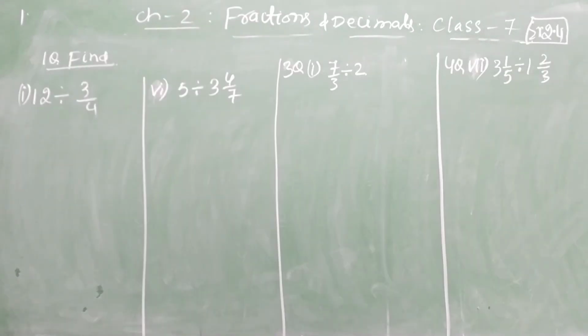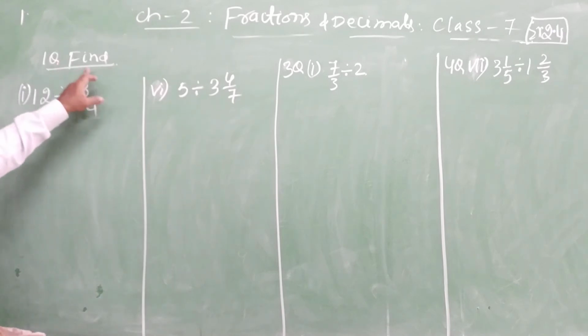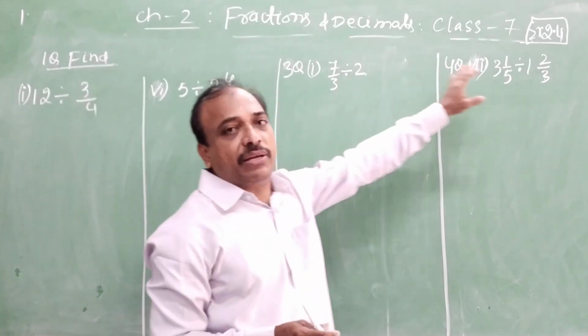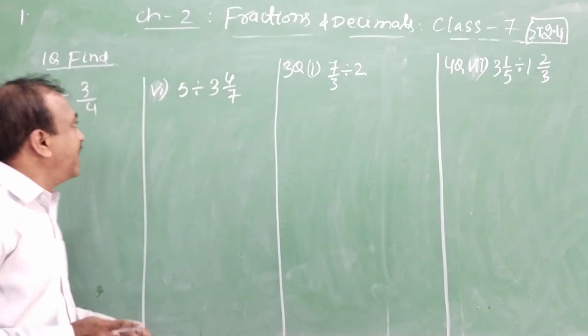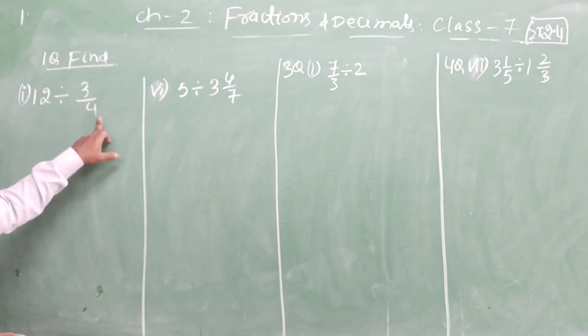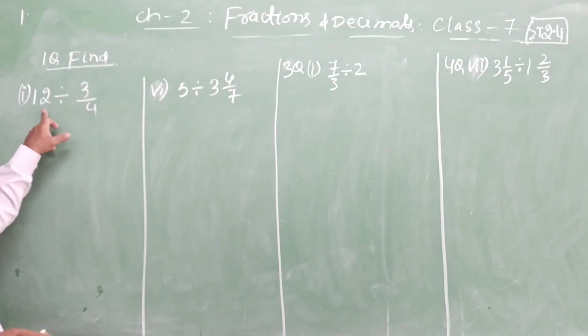Here let us see exercise questions based on this. Exercise 2.4, question number 1, question number 3 and question number 4. We are finding the divisions. Here is the division of a whole number by a fraction.